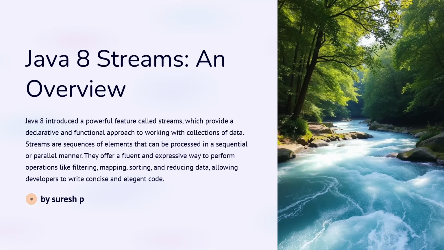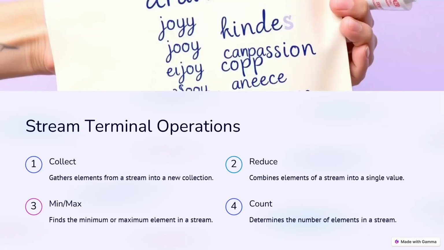Okay, what are streams? Streams were introduced in Java 8, which provides a declarative and functional approach to work with collections of data. Streams are sequences of elements that can be processed in a sequential or parallel manner. They offer a fluent and expressive way to perform operations like filtering, mapping, sorting, reducing. So we'll see what the terminal operations are.